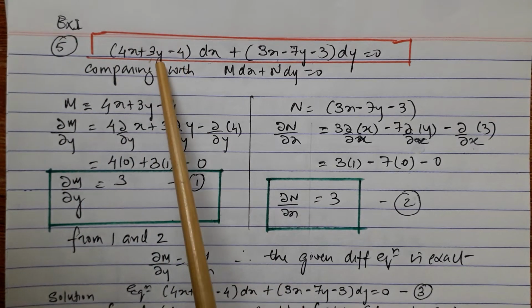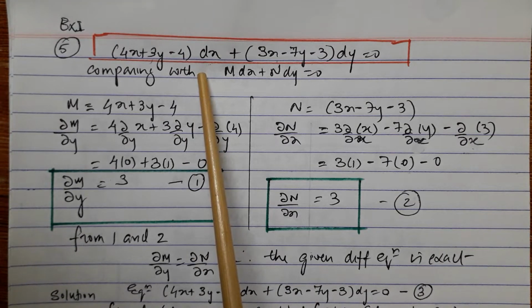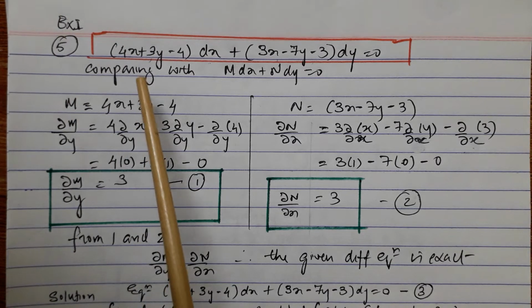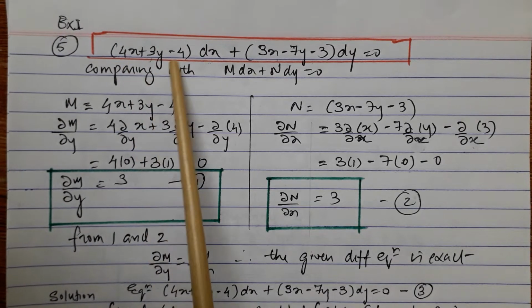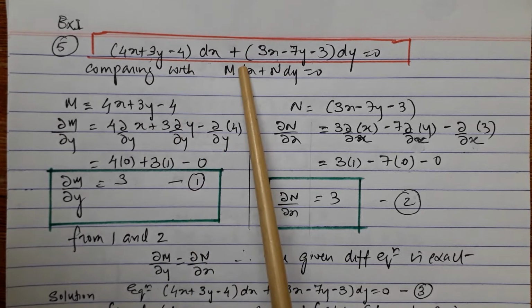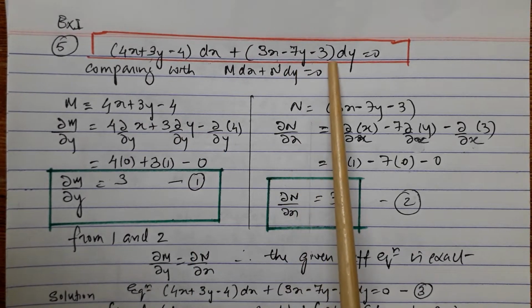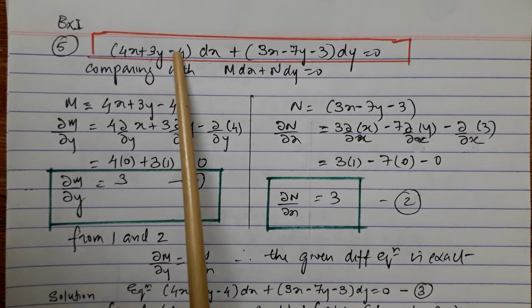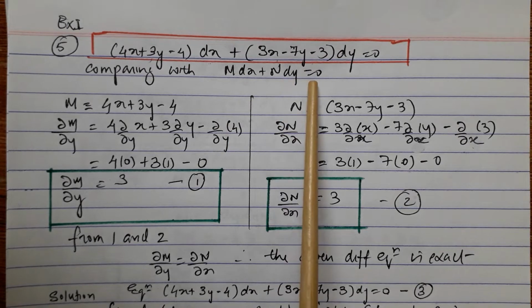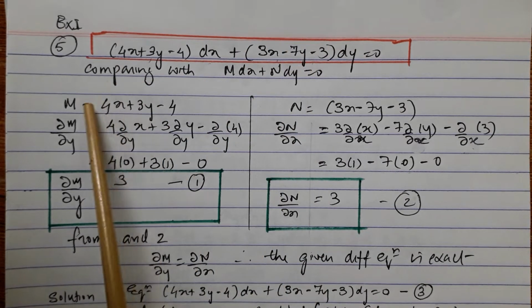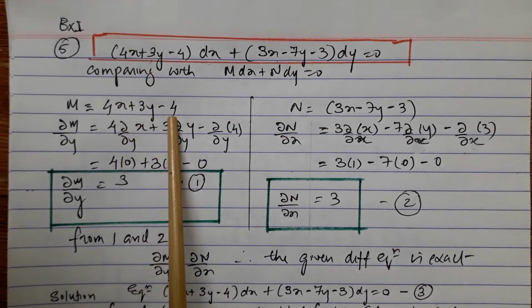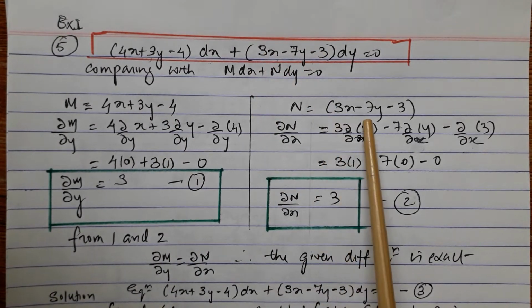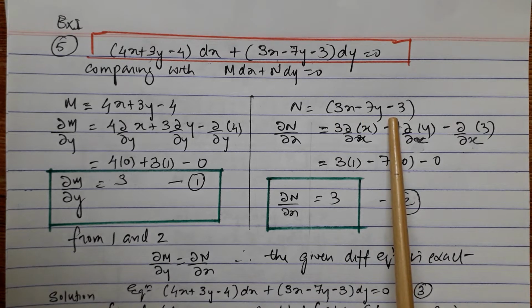In this video, we shall solve a problem from the chapter of exact differential equation, exercise 1, sum number 5. The given equation is (4x + 3y - 4) dx + (3x - 7y - 3) dy = 0. Now comparing this equation with M dx + N dy = 0, we have M = 4x + 3y - 4 and N = 3x - 7y - 3.